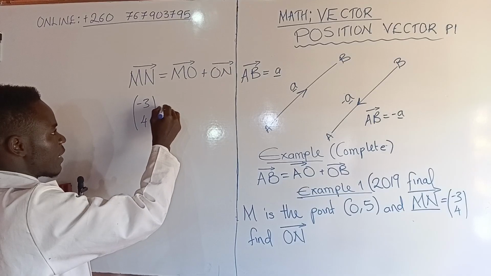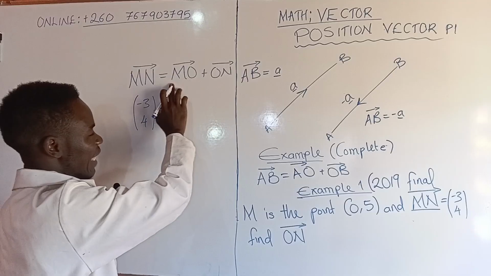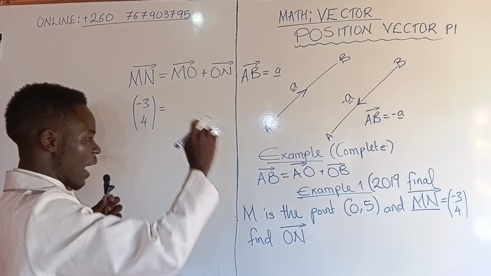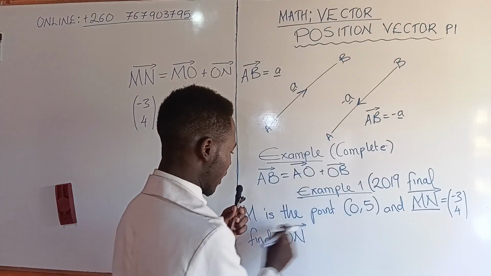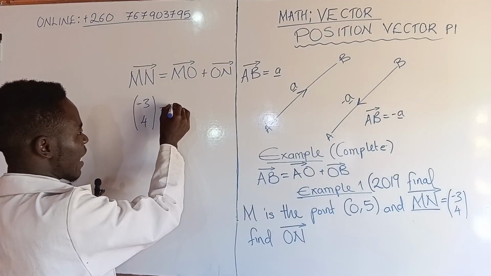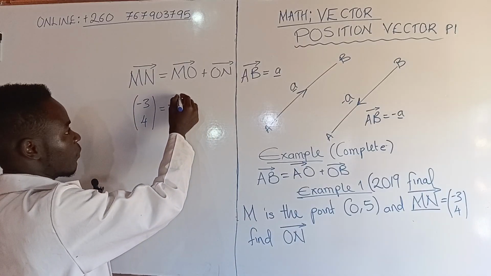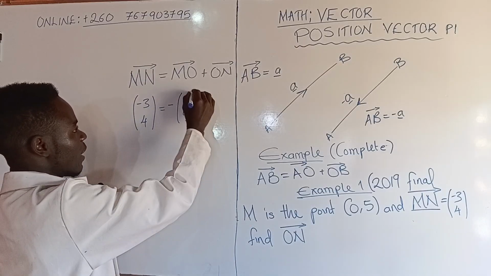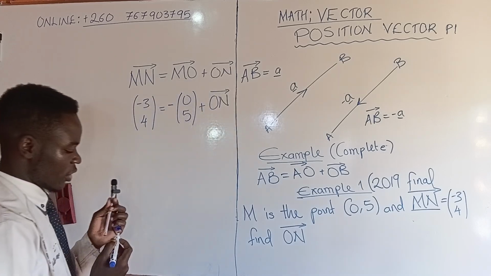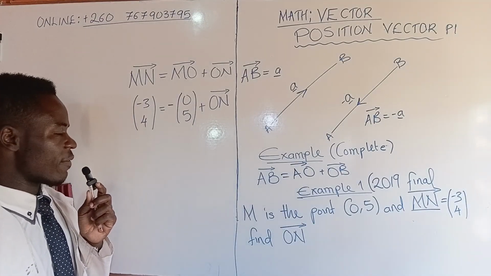You can see that. Then it is equal to... here, remember it is a negative. So we are reversing from there. If we consider MO, as you can see M is the point, so we have the point which we write as negative because it is going opposite the direction. So negative 0, 5, plus ON vector. So ON, as I mentioned, is whatever we want to find.